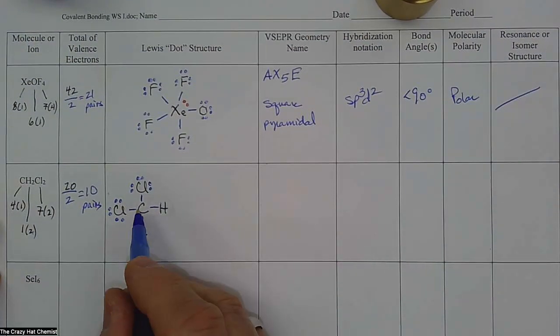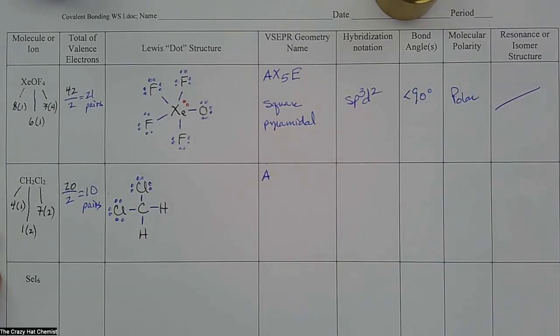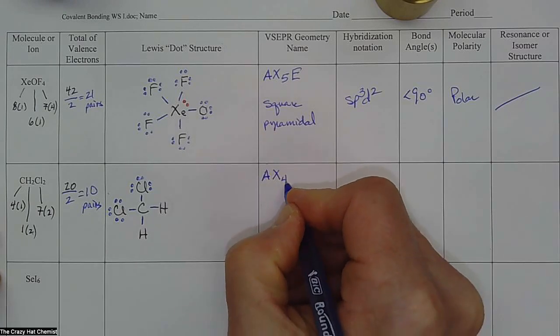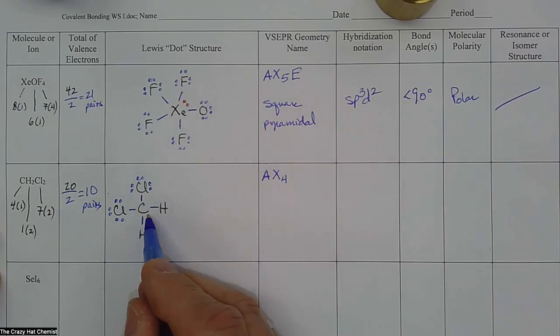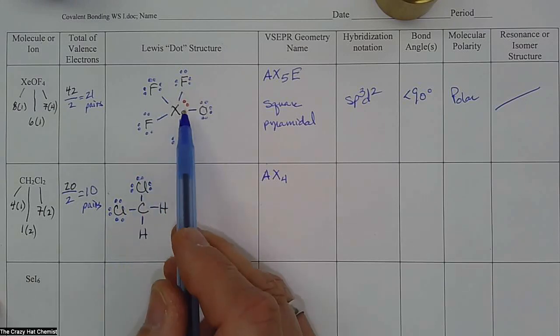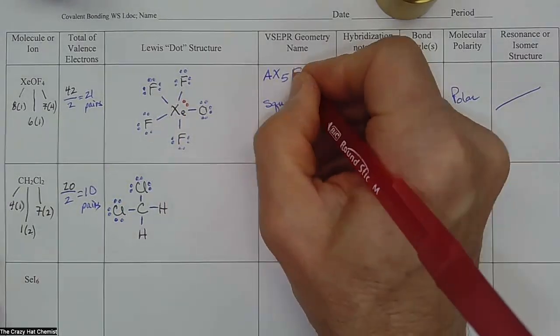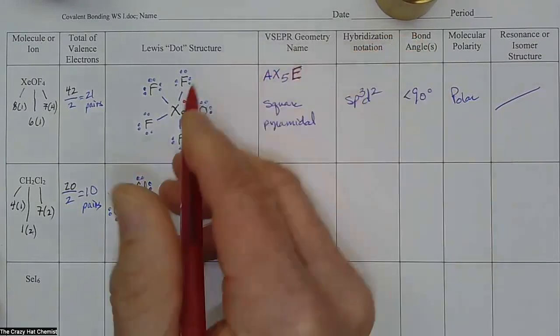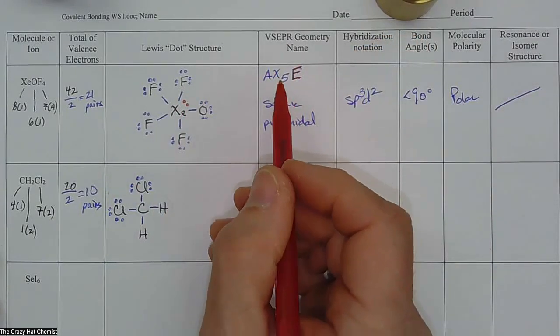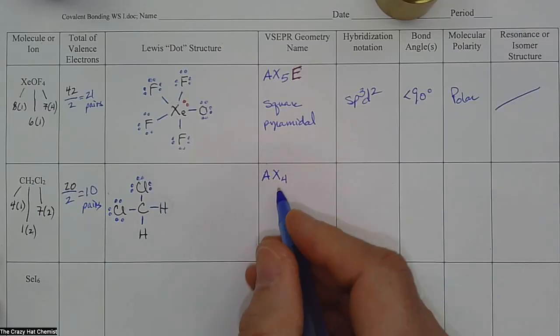Fantastic. Now what we're going to do is get the AXE notation from this. The A is the central element, that's the carbon. The X are the elements attached to the central element. There's 1, 2, 3, and 4. Are there any lone pairs on the central atom? No. There are lone pairs on the outside atoms, but those do not count as an E. I'm going to draw the E in red so you can clearly see it, and the X's are the other elements attached to it. So AX4 is tetrahedral.